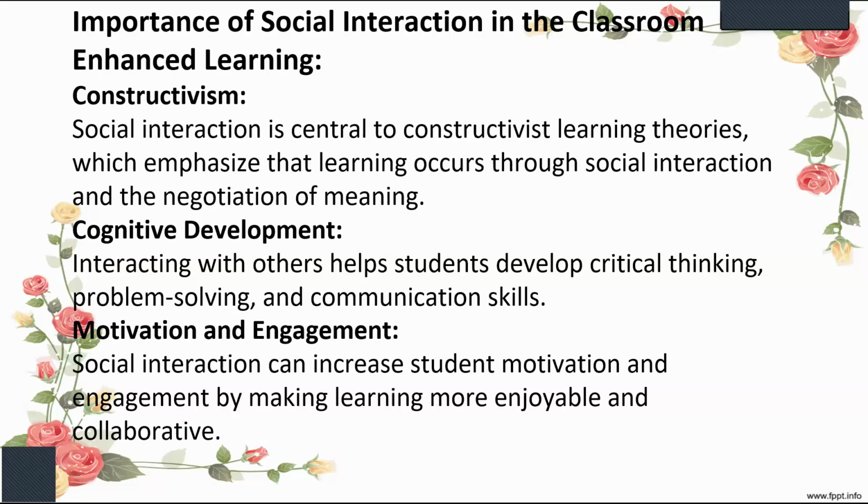Then cognitive development. When students interact with other students, automatically they will develop their critical thinking ability, problem-solving ability, and communication ability. All these three abilities relate to our cognition, our brain. If you can't understand this cognition, you simply understand the idea: social interactions will develop our brain power, cognitive development, critical thinking, problem solving, and communication skills.